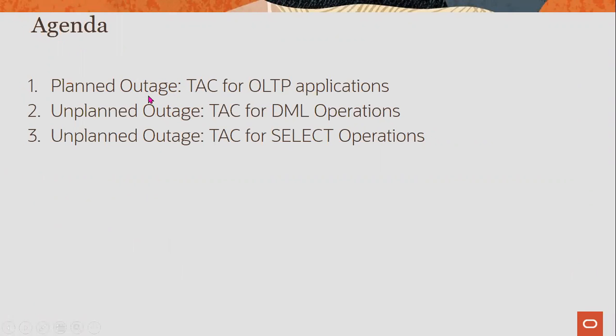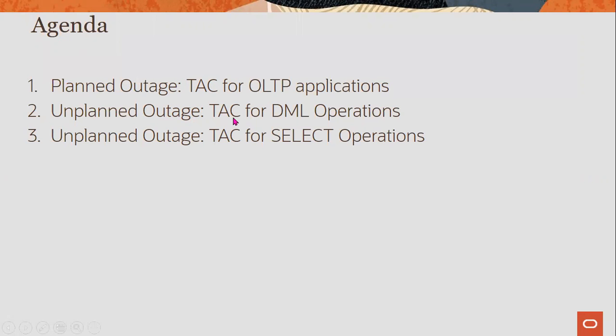So one is planned downtime. I'm going to run an OLTP application against a RAC database, and while it's running, I'm going to shut down one instance to simulate patching, and I will show you how the connections get drained and fail over to the surviving node without any outage at the application level.